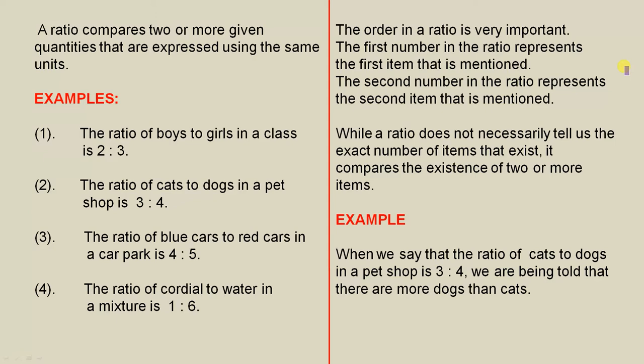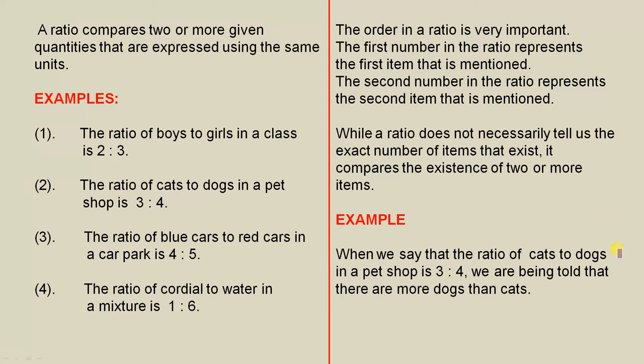The order in a ratio is very important. The first number in the ratio represents the first item that is mentioned. The second number in the ratio represents the second item that is mentioned. So for example, the 2 represents boys because that's the first one mentioned, and the 3 represents girls because that's the second one mentioned. While a ratio does not necessarily tell us the exact number of items that exist, it compares the existence of 2 or more items.